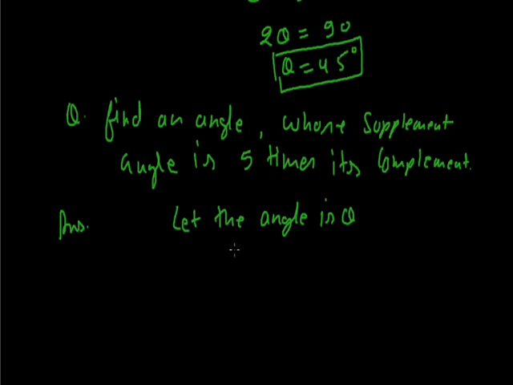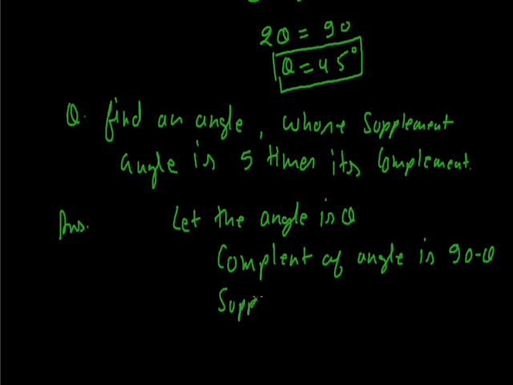Now, the complement of angle theta is 90 minus theta, and the supplement of the angle theta is 180 minus theta. As we know, in a supplement the sum of the angles is 180 degrees. If the angle is theta, then its supplement should be 180 minus theta.